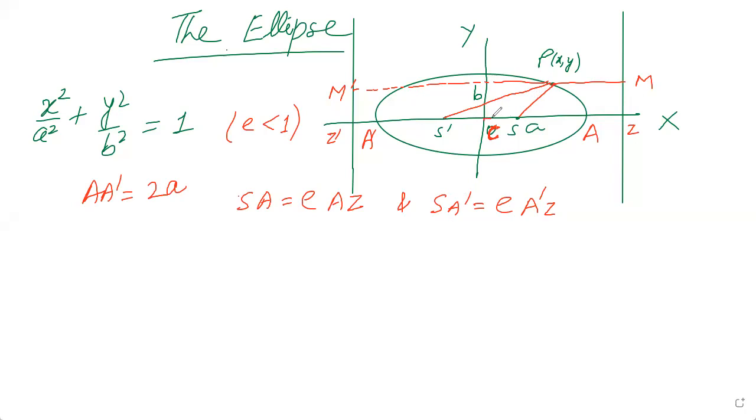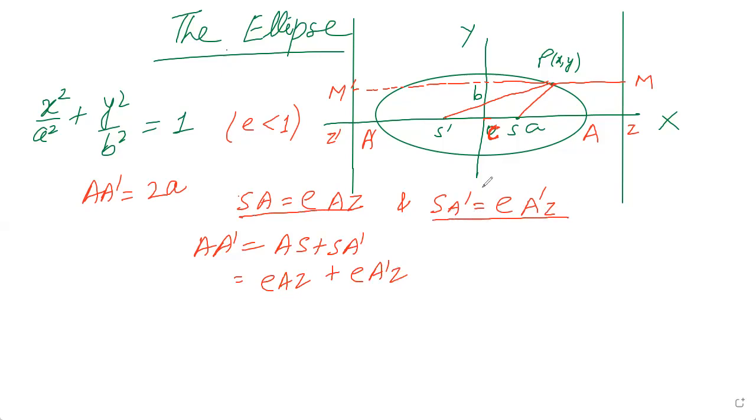So if I want to find what is this CZ distance, because A dash A is this major axis, this I can write how much? AS plus SA dash, and by putting this, AS is E times AZ and this is your E times A dash Z, right? ये वैल्यू पुट कर दिया हमने इसमें, ठीक है. This is the condition which we are considering here.